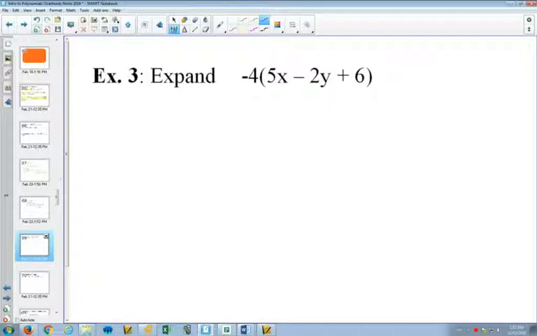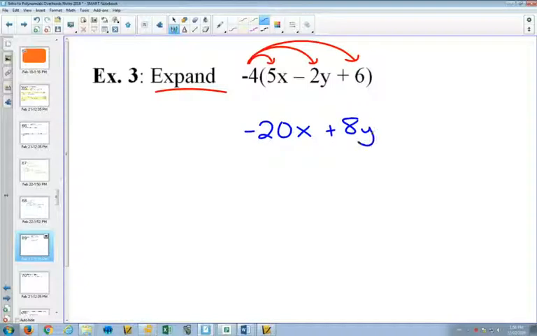So here's our third example. I want you to try this one on your own, and I'll put the answer up in a bit. To show your work, the first thing you would do is draw arrows to show that you're multiplying that negative 4 by each of those terms. And then negative 4 times 5x will be negative 20x plus 8y minus 24. Negative 4 times 5 will give you negative 20.